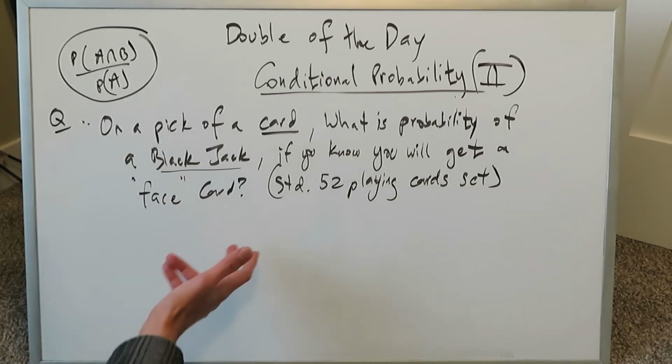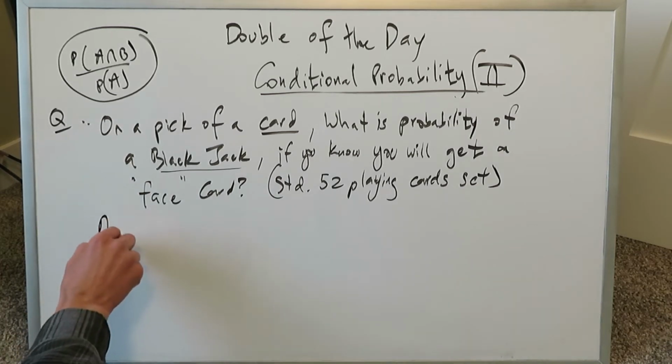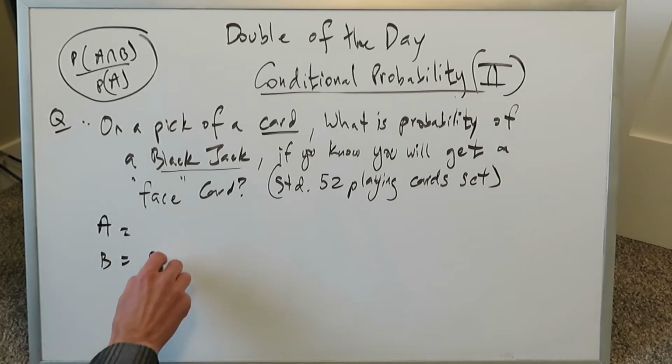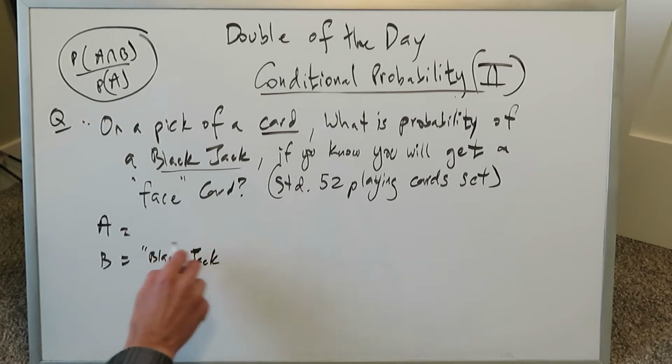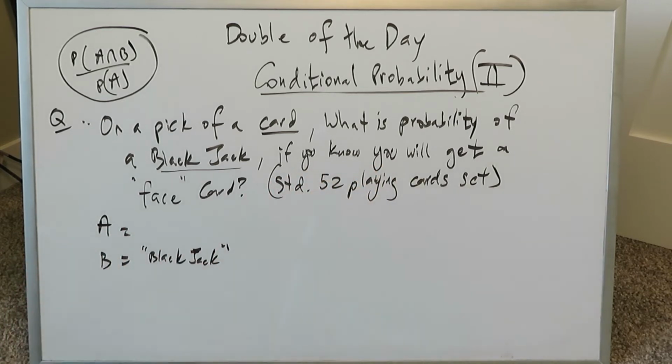What are the face cards? The face cards are the kings, the queens, and the jack cards in that 52 playing set. Let A be the event that has occurred, and B be the event that you are looking for, and that right there is the black jack. That's the card that you're trying to determine the probability on. Event A is the event which has occurred, which is telling you that you will get a face card.